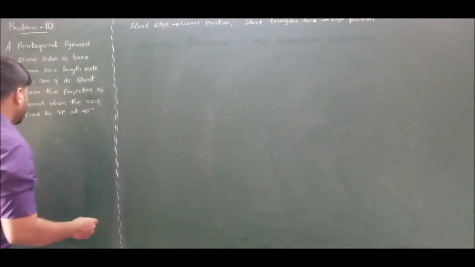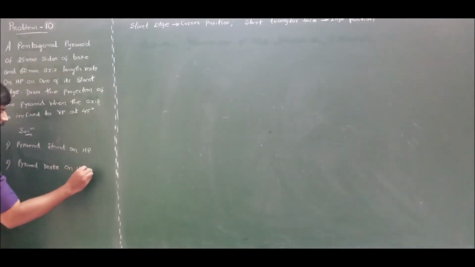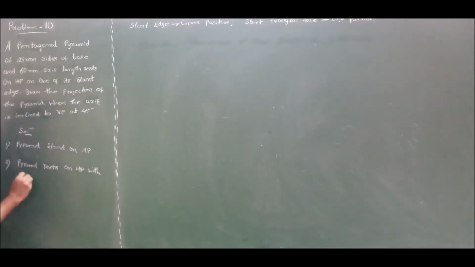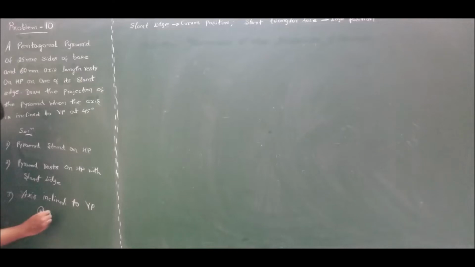Since it is resting on HP, in the first position, pyramid should stand on HP. In the second position, pyramid rests on HP with slant edge. And finally, I should show the inclination of axis inclined to VP at 45 degree.